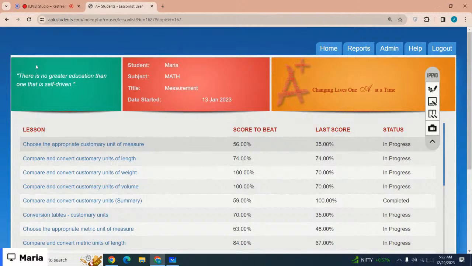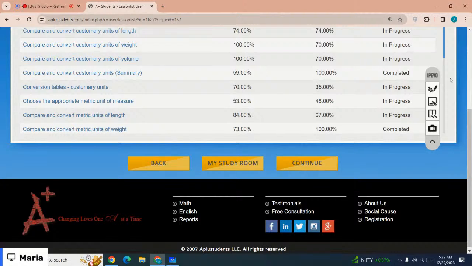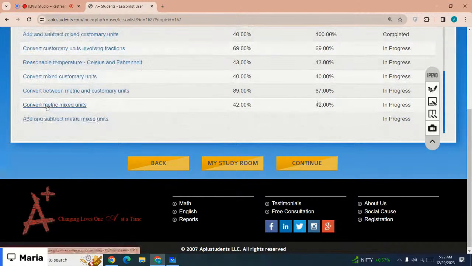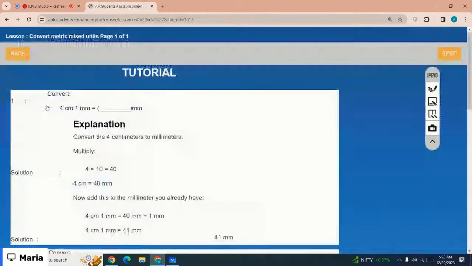Okay, the next lesson is convert metric mixed units. So you have to convert 4 centimeter 1 millimeter to millimeters.